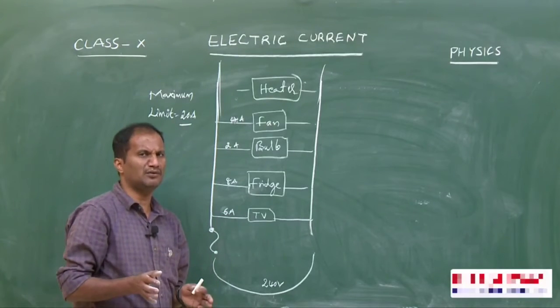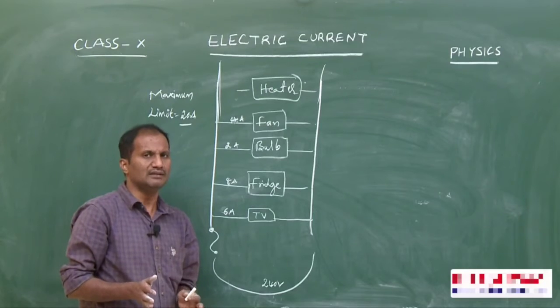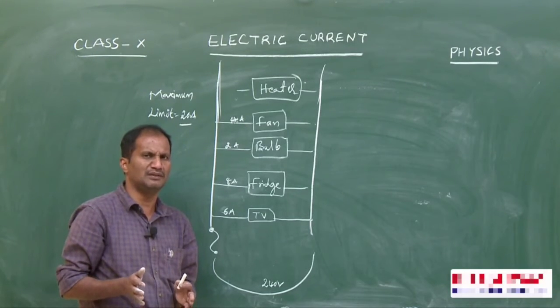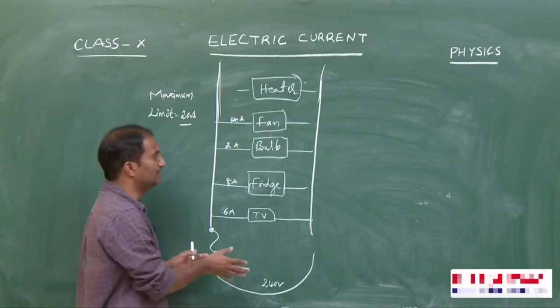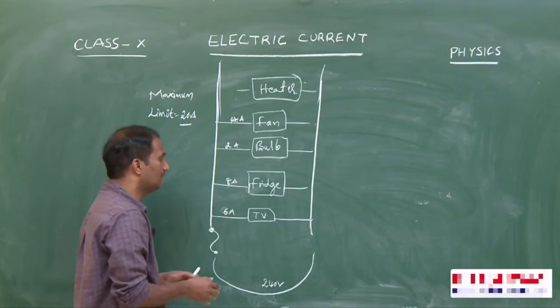Suppose in our home there is a maximum limit of 20 amperes of current. That means our cables can withstand a current of maximum 20 amps only. Let us have a look at this picture. This is a block diagram of different appliances which are connected in parallel in our home.